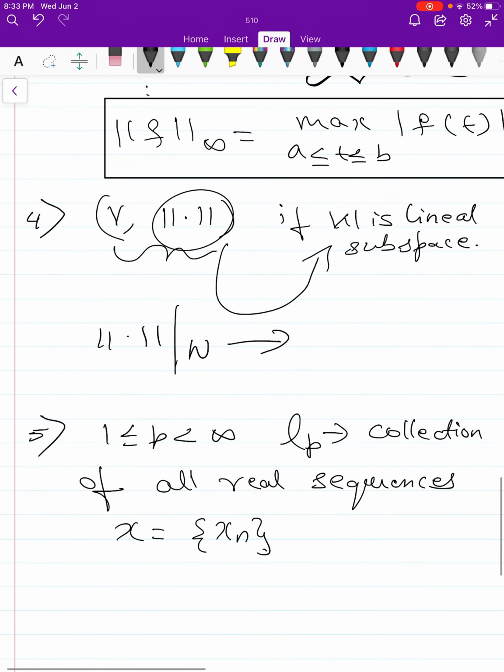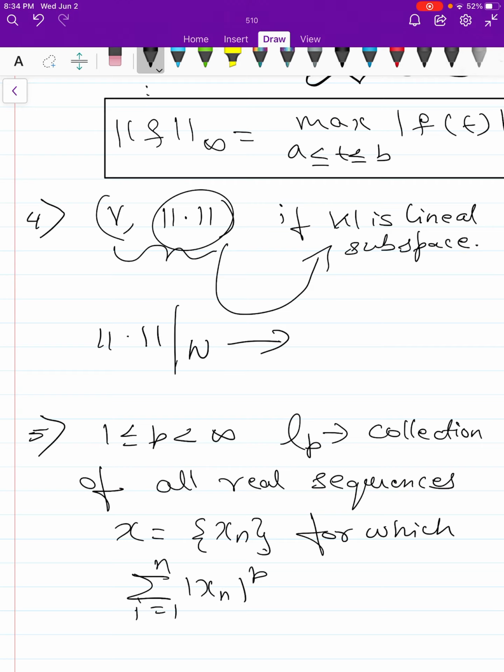So the collection of all real sequences satisfying the condition that the summation from i equal to 1 to infinity of the absolute value of xn to the power p is less than infinity. It's a finite number. The summation of each term raised to the power of p would be a finite number. So less than infinity means it is a finite number.